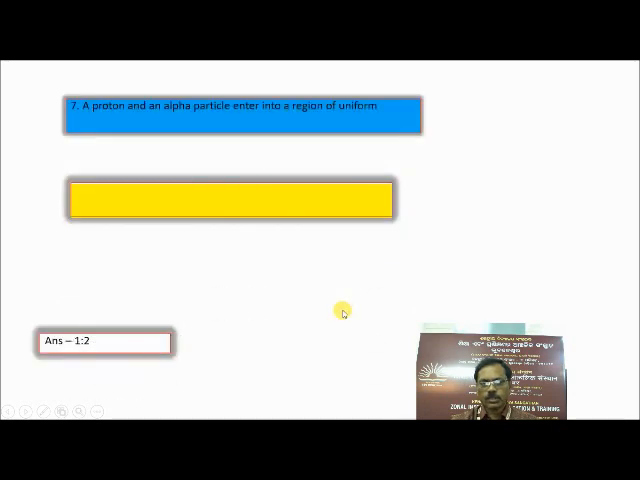Let's see the seventh question. A proton and an alpha particle enter a region of uniform electric field. Think that a charge is moving into the electric field; here, a proton and an alpha particle. So it will naturally experience a force. The ratio of the force on the proton to that on the alpha particle is, can you guess? The ratio is given as 1:2. How will it be?